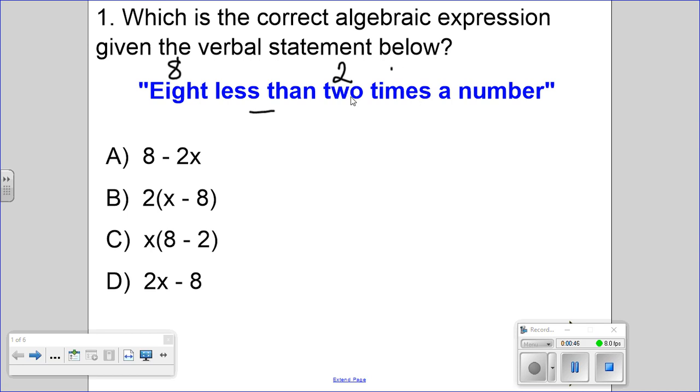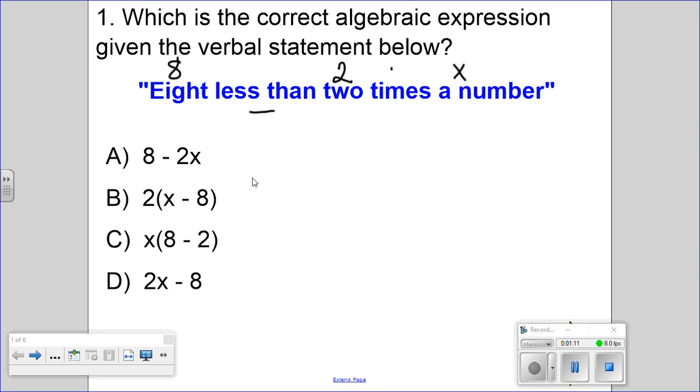And what am I multiplying 2 by? Well, it just says a number. Since I don't know what number they want me to multiply 2 by, I'm going to represent that number with a letter or variable like X. Okay? So now I've taken each piece and I've broken it down into numbers and symbols. And so now what I need to do is make sure that I've got everything in the correct order, because sometimes these words can signal to us that the order needs to be changed.